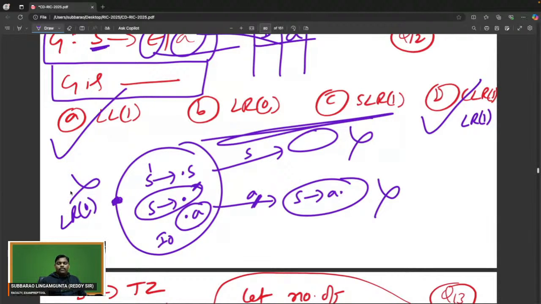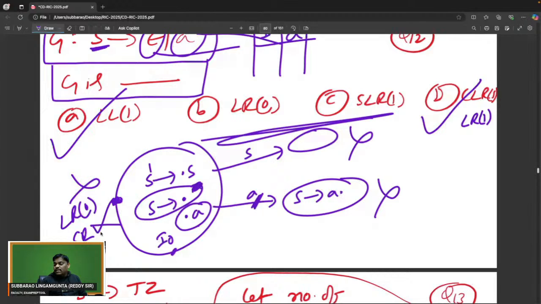LR0 fails. Everywhere, see, everywhere reduce. In the I0 row, because the item is completed, everywhere you will write R1, R1, R1, R1. But there is a shift entry at A. So at A there is a shift entry and a reduce entry, so there is an SR conflict. So it is not LR0, because the SR conflict is there.